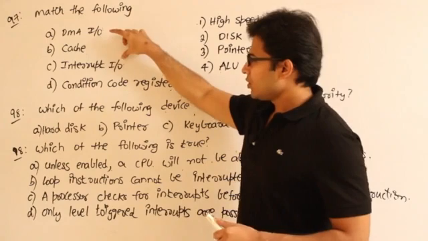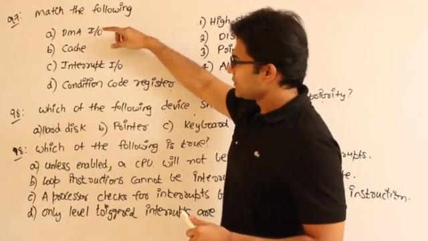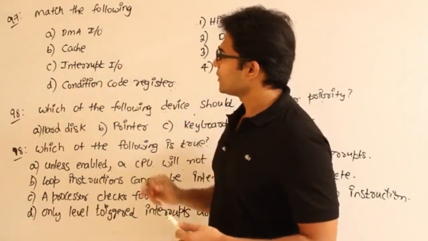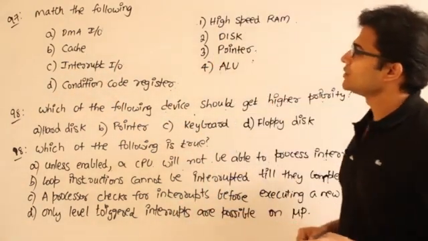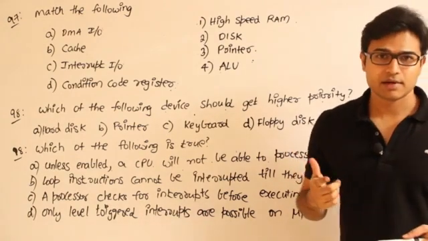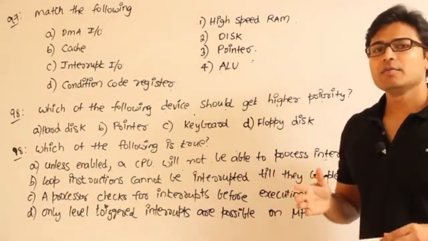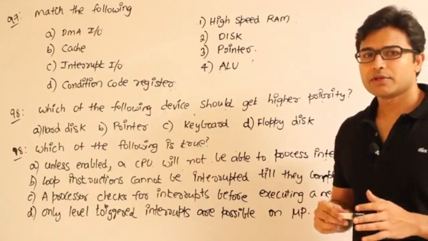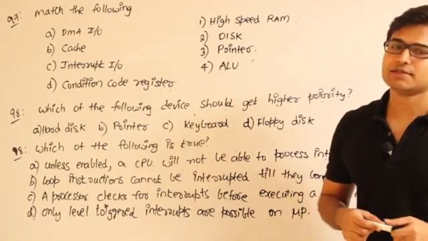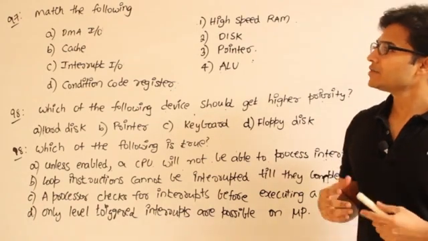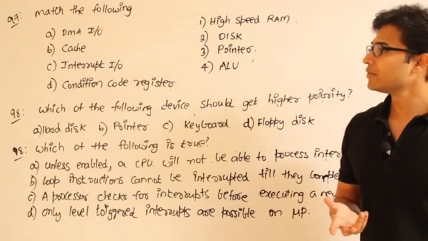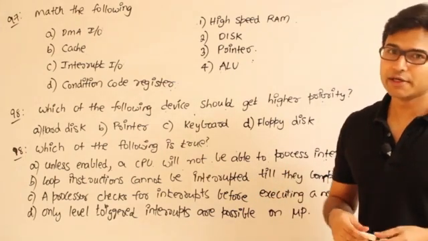Now two of the things given here are DMA IO and interrupt IO. DMA is generally suitable for high speed devices, and interrupt IO will be efficient only for low speed devices. So if the device is very low speed, go with interrupt. High speed, go with DMA.